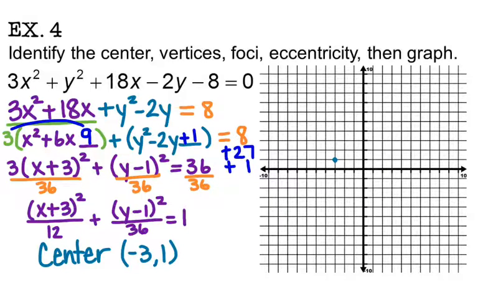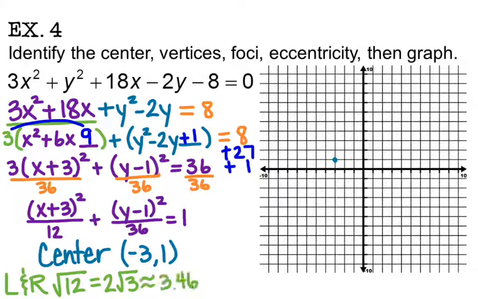So we start with the number underneath the x, and we need to take the square root of 12. That's going to tell me how far to go left and right. So the square root of 12 simplifies to 2 square root 3, which is approximately 3.46. It's always good to know about how much that is so that I can plot those points, but I still want the simplified radical as part of my answer there. So I'm going to go about 3.5 left and right.